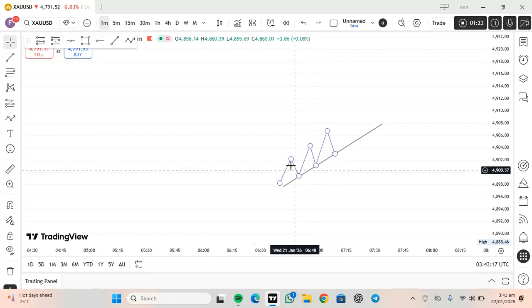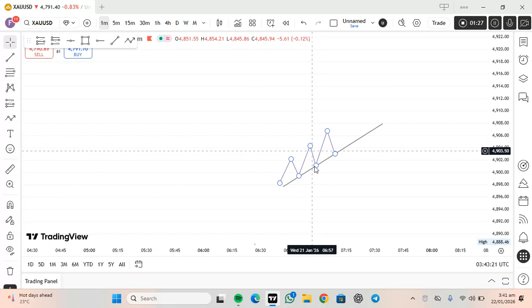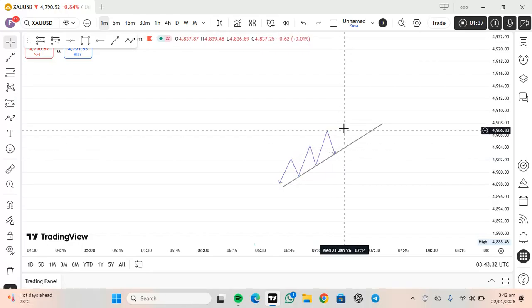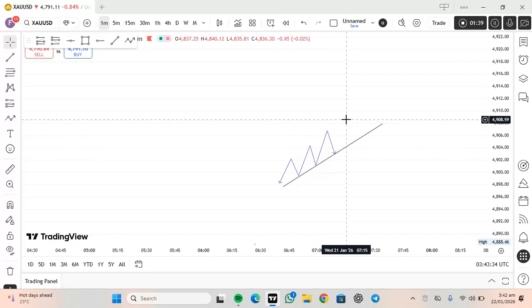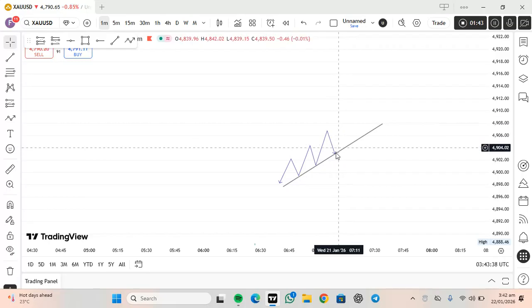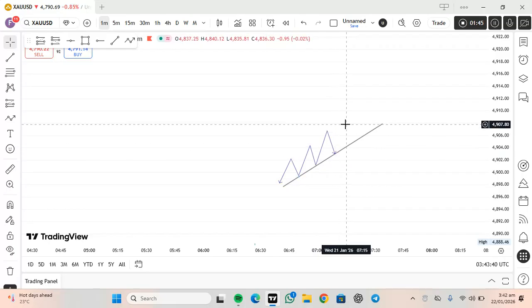So you see price creating higher highs, higher lows, higher high, higher low, higher highs, and a higher low. So now this is a bullish market and price has created a higher low. So now what do you expect? You expect price to create another higher high. So how do you capitalize on this potential move?